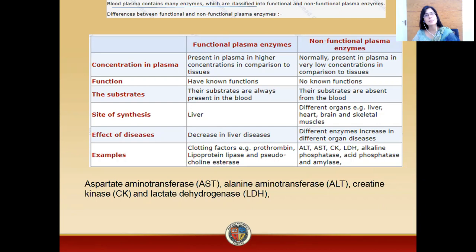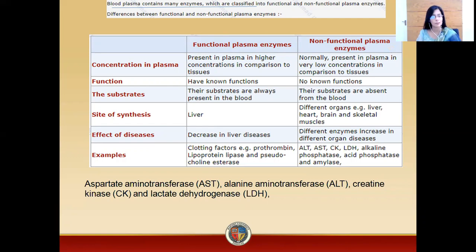Now coming towards the differences of the functional plasma enzymes and the non-functional plasma enzymes. Now, concentration in the plasma. So functional plasma enzymes are present in plasma in higher concentration in comparison to the tissues, because they were naturally designed to perform their particular role within the plasma. While in case of non-functional plasma enzymes, these are present in the tissue or in the cell in higher amount as compared to that in the plasma. They are only released in the plasma whenever there is a cell damage, or they are released in the plasma during the cell turnover.